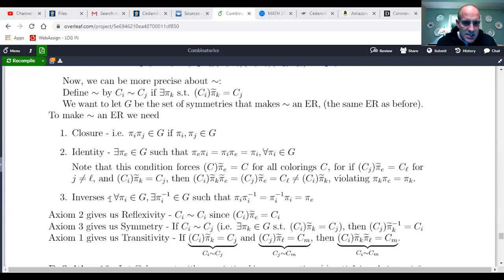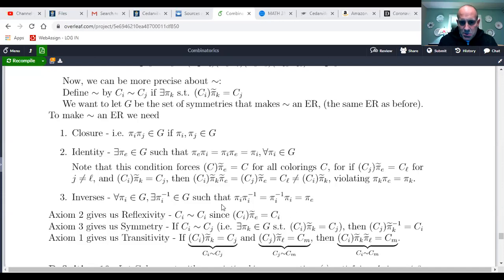And then we said that if you have a permutation in here, then you also want to have its inverse. The inverse is the thing that takes you right back to where you started. So composing pi i with its inverse is basically like applying the identity permutation.